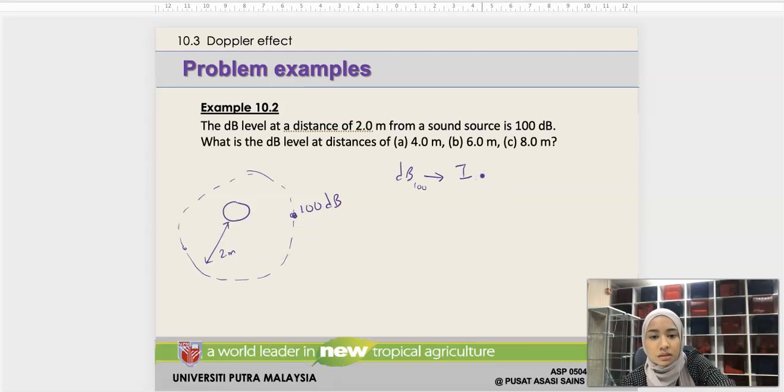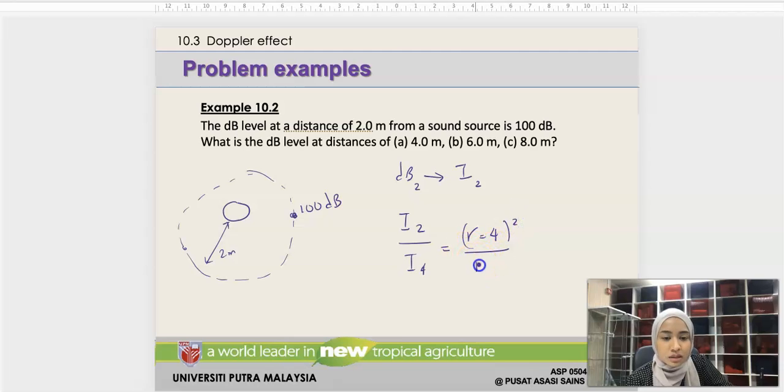Sorry, let's just label it as radius. So this is dB at radius 2, and this is intensity at radius 2. And then intensity at radius 2, you want to find out what is the intensity at 4. So this guy becomes R equals to 4 squared. This guy becomes R equals to 2 squared. Okay? And you should find out what is I at 4 meters.